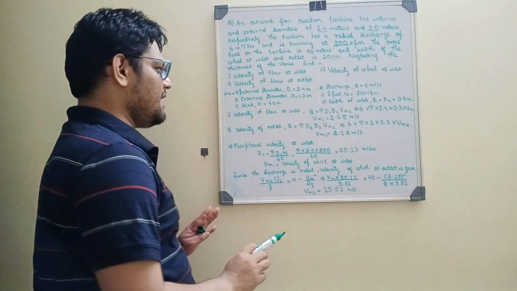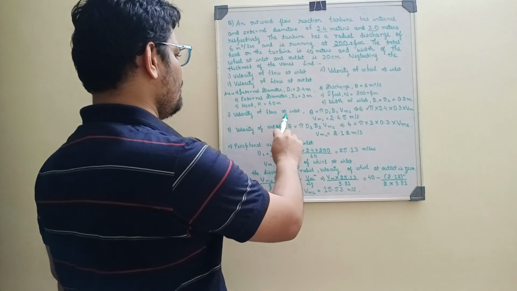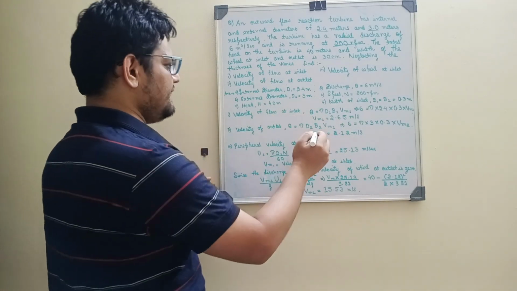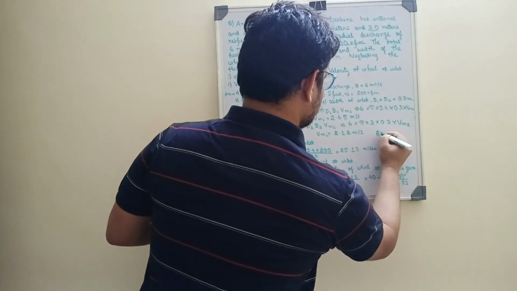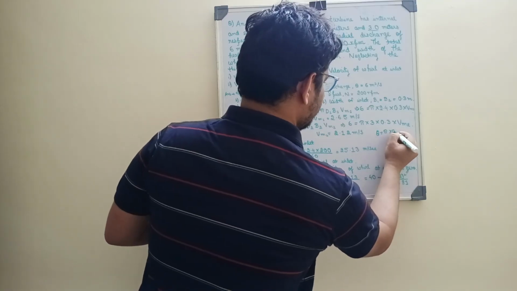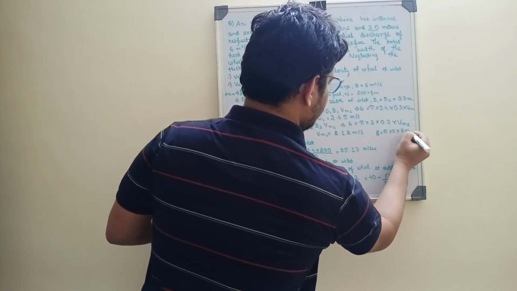First of all we have to calculate the velocity of flow at inlet. The common formula is Q equal to pi into d into b into Vm.